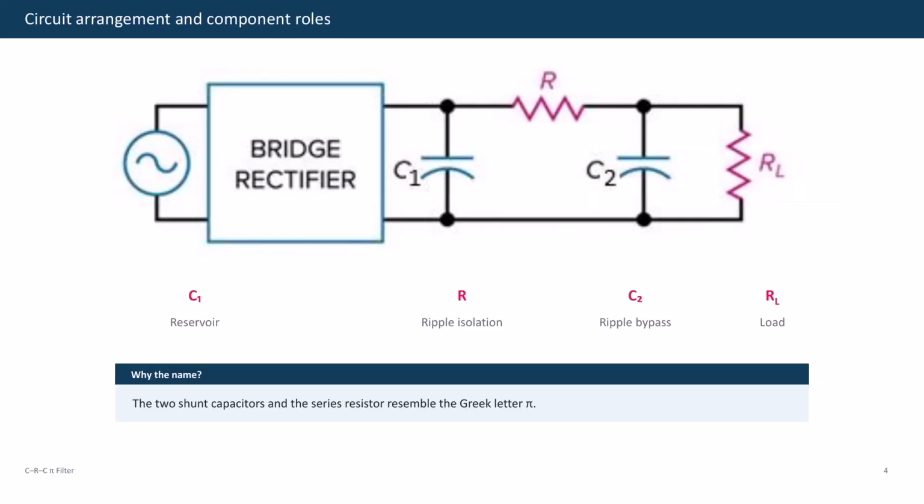The circuit has two shunt capacitors separated by a series resistor. The input capacitor, C1, acts as a reservoir. The resistor opposes ripple current and isolates the two capacitors. The output capacitor, C2, bypasses most remaining ripple around the load, RL. This arrangement resembles the Greek letter pi.